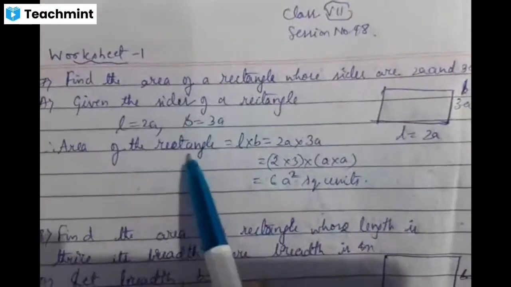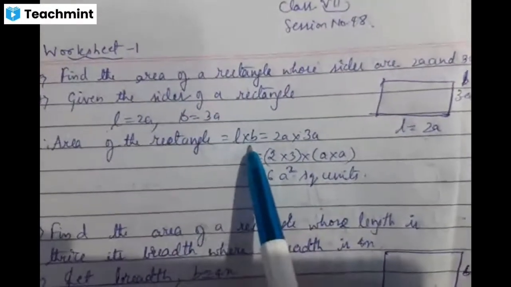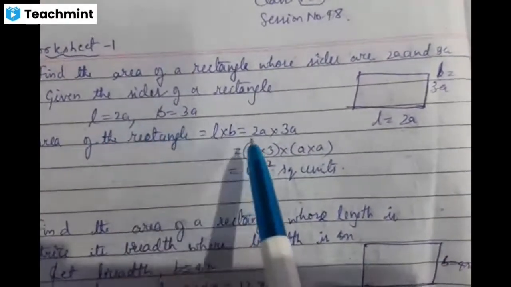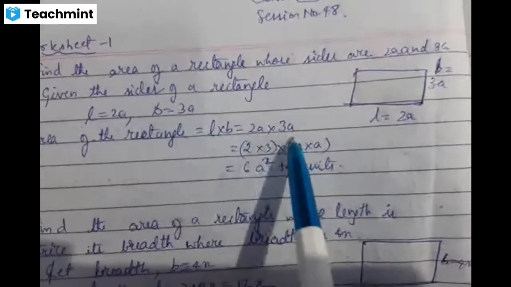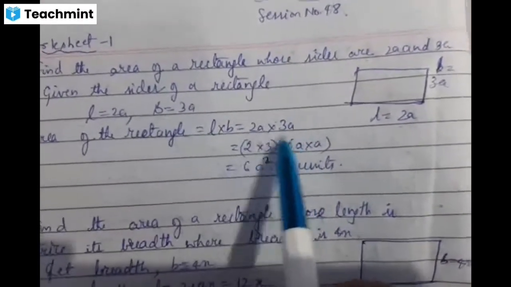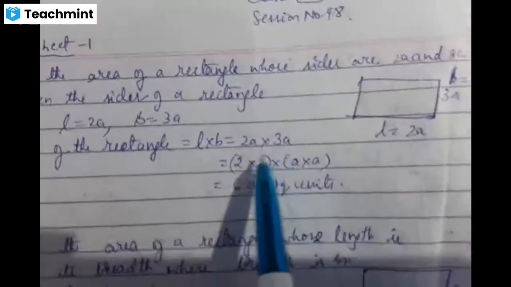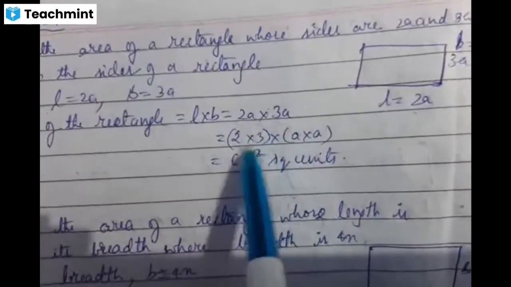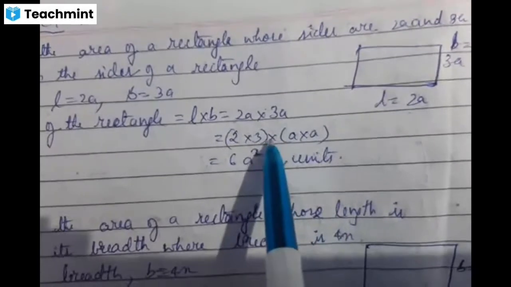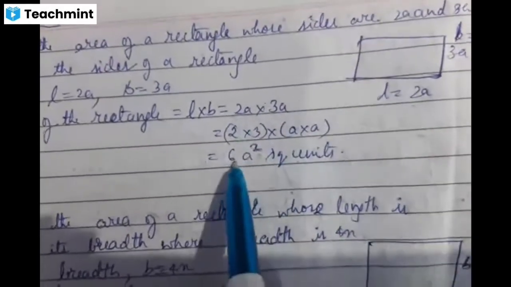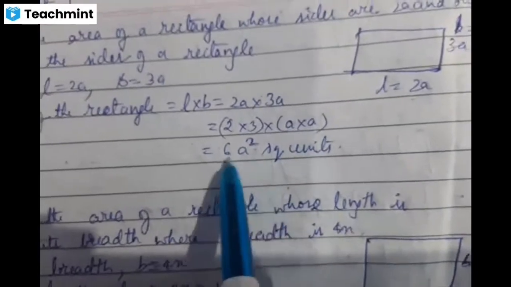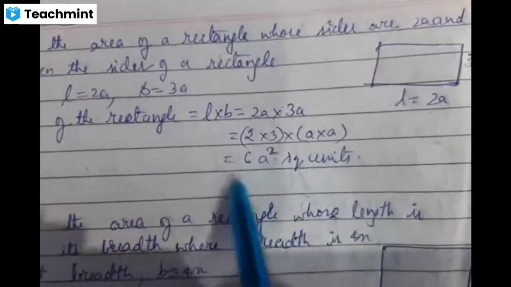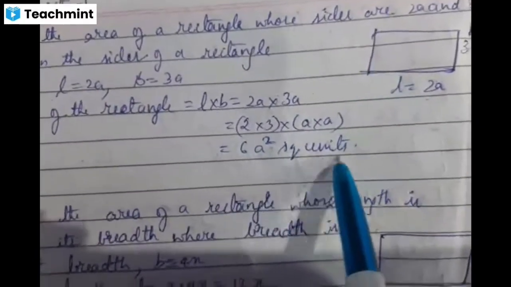We know the area of the rectangle formula is length into breadth. We have to substitute what we have taken as length and breadth. Length we have taken as 2a, breadth we have taken as 3a. We know how to multiply the algebraic expressions 2a into 3a. First we have to group the constants and then the variables. 2 into 3, a into a. Multiplication sign will be there as it is. 2 3s are 6. A into a is a square. Since it is asked for area, we are going to write the square units. So the area of this rectangle is 6a square units.